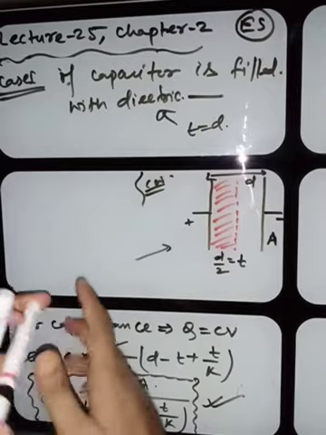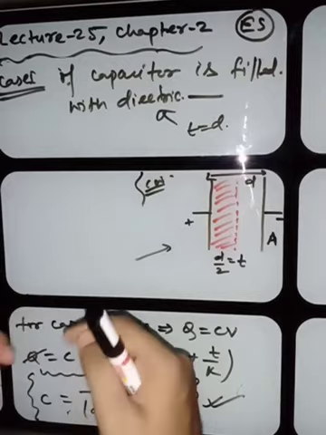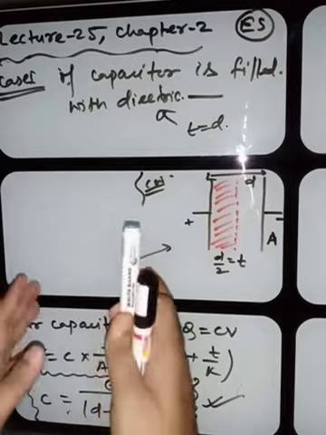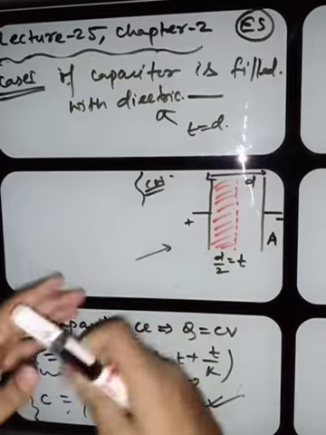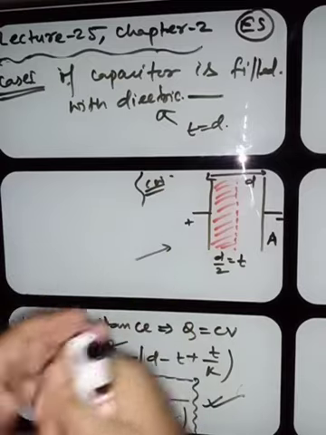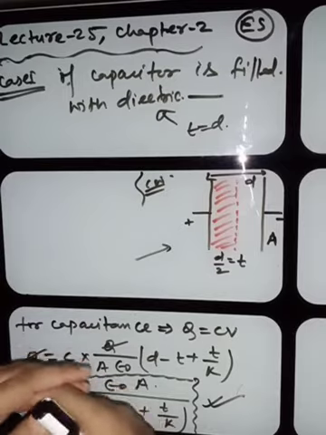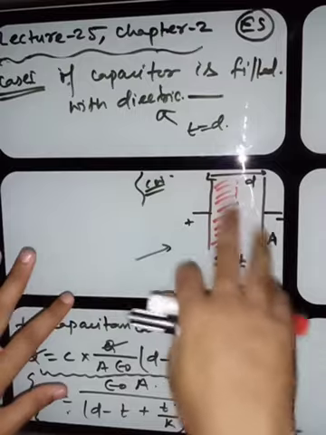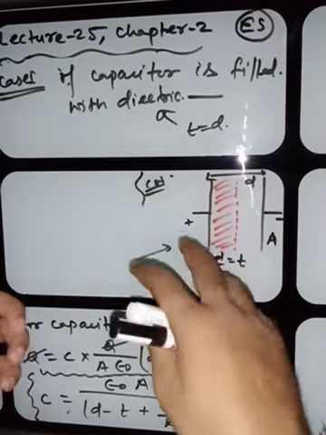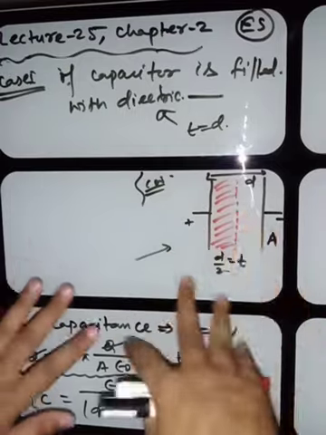Today we have finished with the capacitance when a dielectric is inserted between the plates of a capacitor. In the next class, we will start the combination of capacitors, and then we will study a few standard questions by inserting dielectrics.